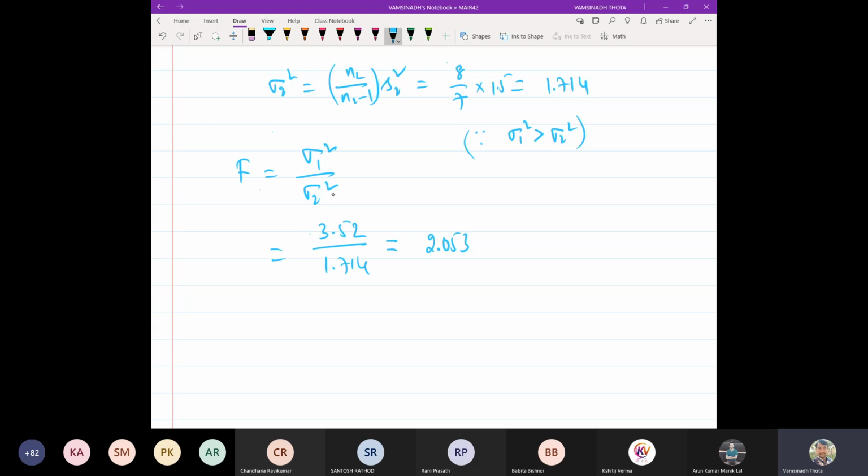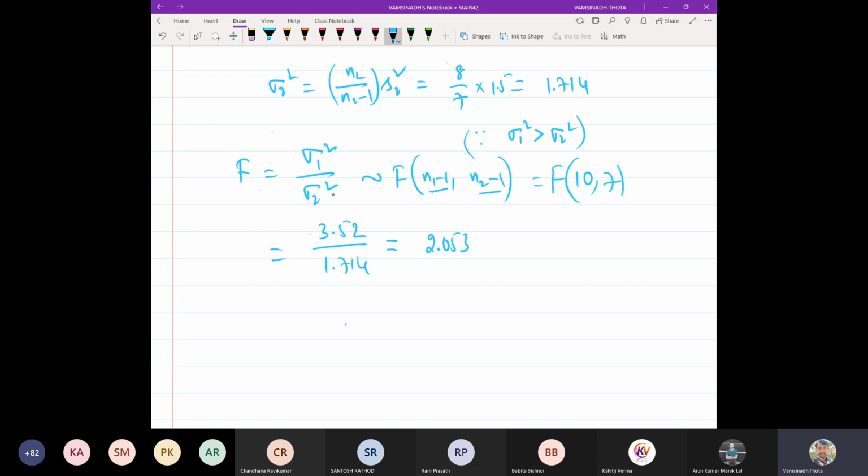Now what is the degrees of freedom here? What we know, it follows the degrees of freedom n1 minus 1 comma n2 minus 1. Okay, here n1 is 11, so that is 10, n2 is 8, so that is 7. The first one gives the degrees of freedom for the sample in the numerator, the variance in the numerator, and the second one is related to the sample in the denominator.